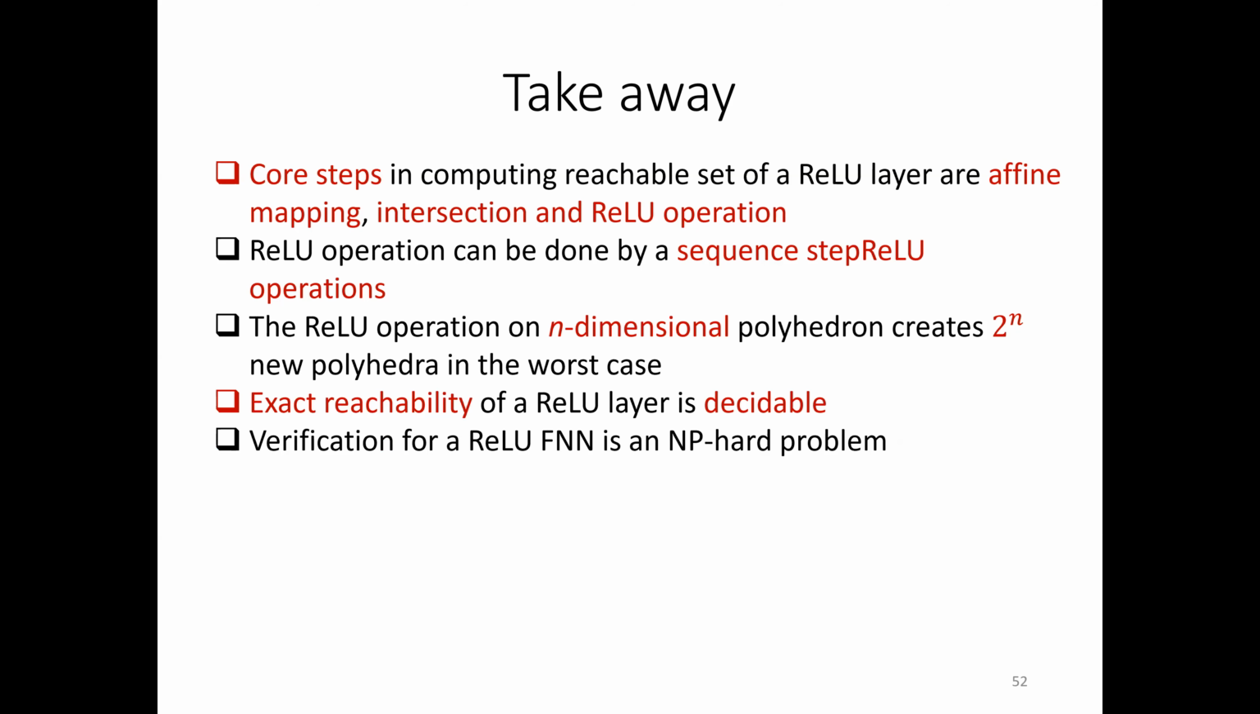Verification for a ReLU feedforward neural network is an NP-hard problem because after you compute the reachable set, you need to make sure that all polyhedra in the reachable set satisfy the safety property. That means in the worst case, you need to check whether 2 power n polyhedra violate the property or not. So that's why it's an NP-hard problem, right?